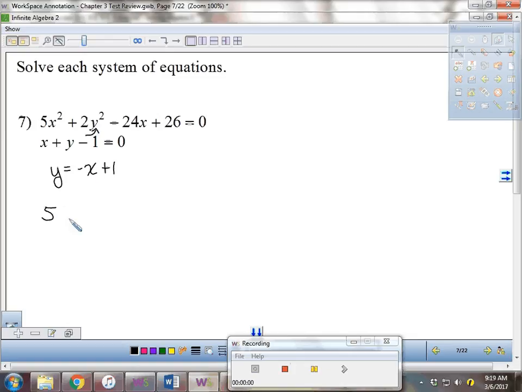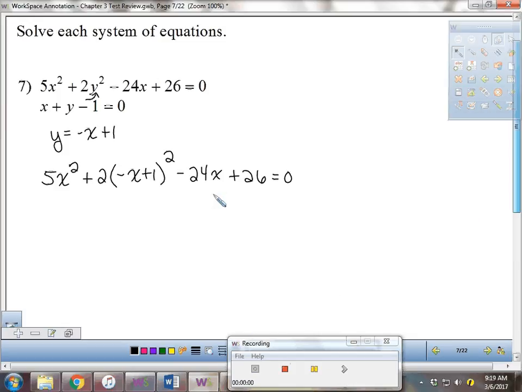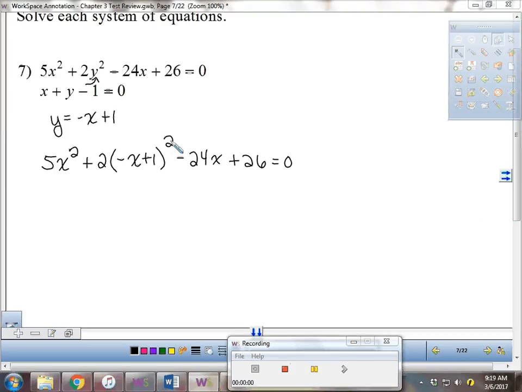So we've got 5x squared plus 2, then you need parentheses, negative x plus 1 squared, minus 24x plus 26. So what that did is it eliminated all the y's, so all we have is x's. The first thing that we need to do, though, is simplify the squared part. So I'm just going to do a little mini thing right here so we can FOIL out our negative x plus 1.